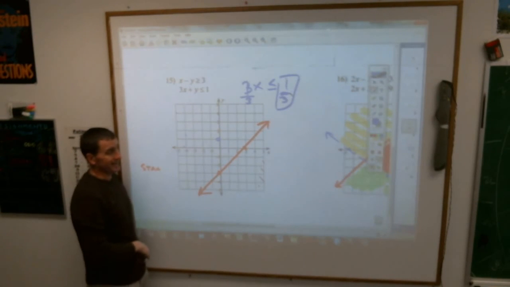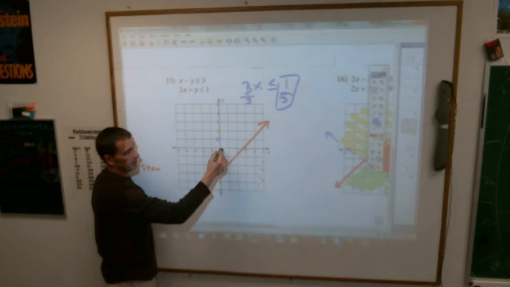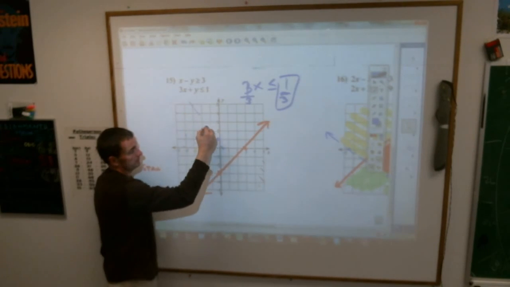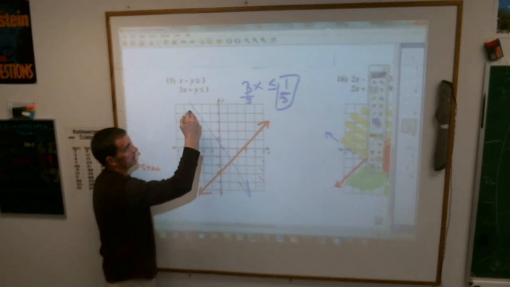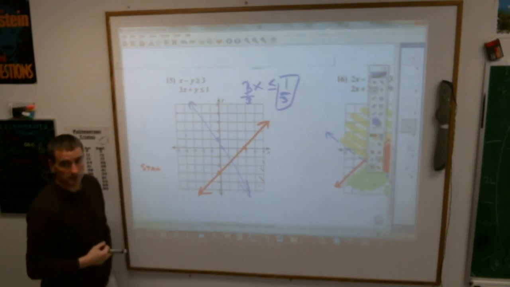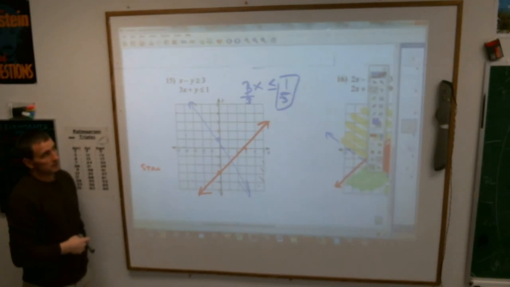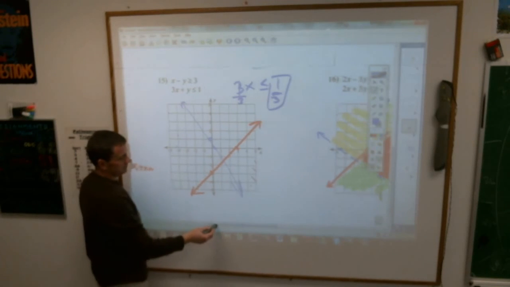Where's 1/3 on the x-axis? Well, it's between 0 and 1. It's 1/3 of the way. So it's right there, and that's going to be close enough. And that gives you 2 points for your line. Shall we do another? Yes.